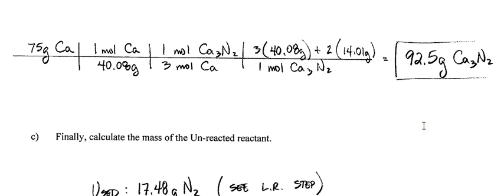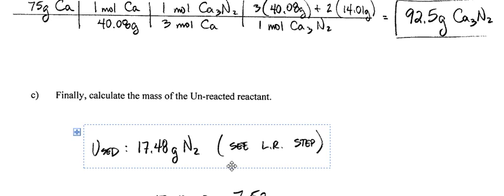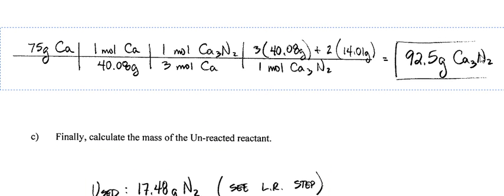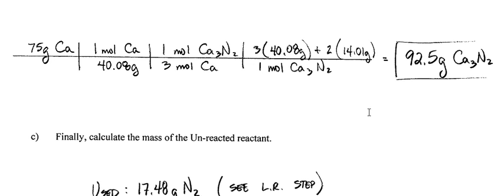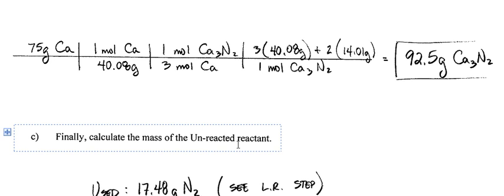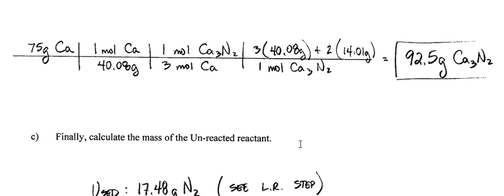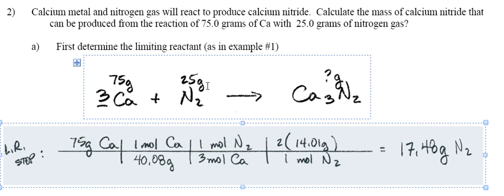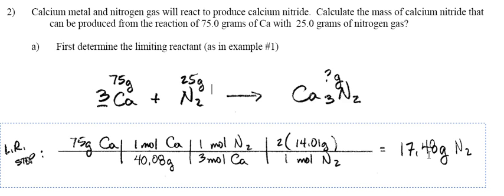So when we come back down to our problem here, 17.48 grams of the nitrogen is consumed or used, however you want to say that. 17.48 grams of the nitrogen has been changed into the calcium nitride up here. Alright, so the question is, how much of the unreacted reactant remains? How much did we start with? Well, we started with 25 grams. We used 17.48.